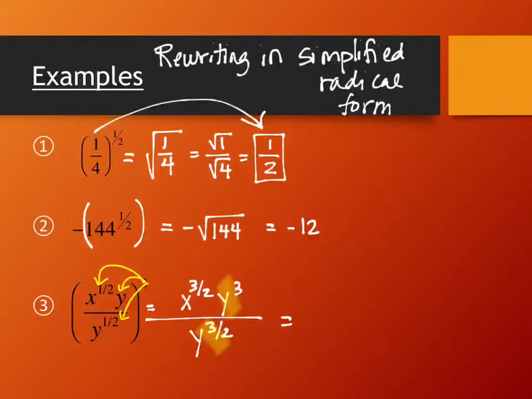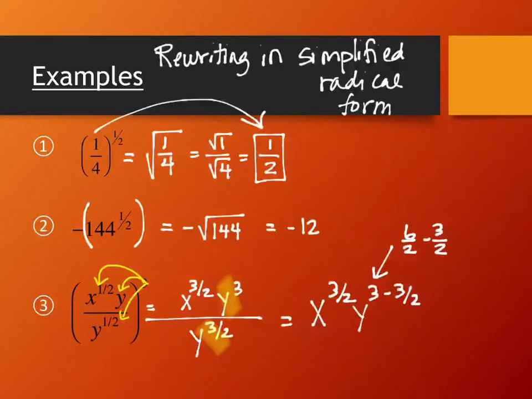So I'm going to use the property of exponents where I can subtract my exponents. So this is x to the 3/2 on top. And we have y to the 3 minus 3/2. In order to subtract fractions, they need to have the same denominator. So the 3 is the same as 6/2. So 6/2 minus 3/2 happens to be 3/2. So my exponent ends up being 3/2 on both of my variables. So I have x to the 3/2, y to the 3/2.